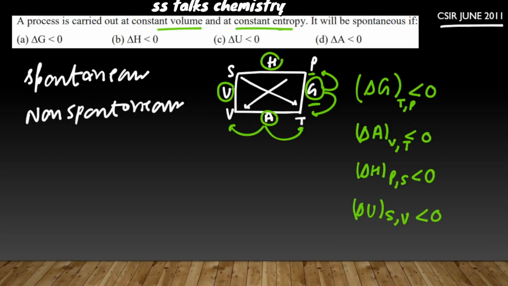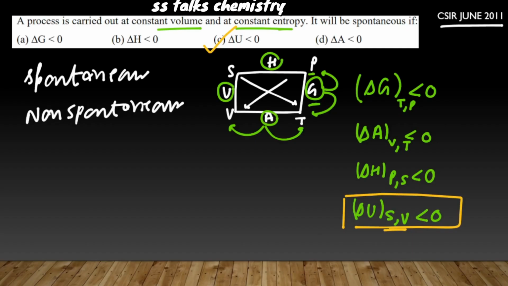Now from our given conditions, if you see constant volume and constant entropy, that is the case of the internal energy. So that means delta U will be less than 0 for the spontaneity condition at constant volume and at constant entropy. This is in terms of the energy that we write.